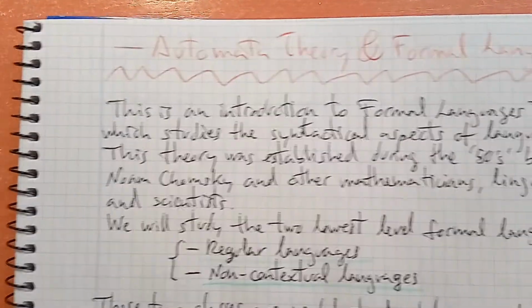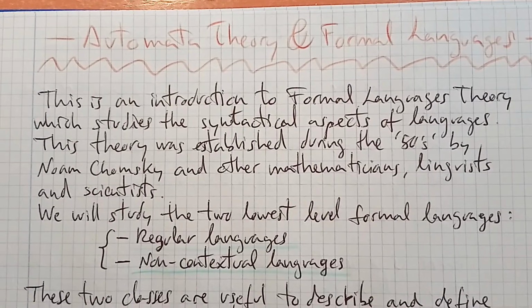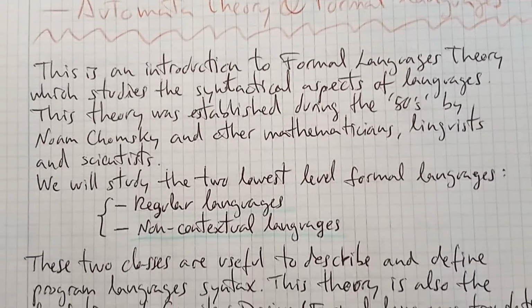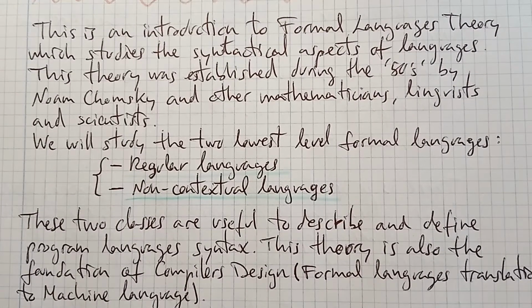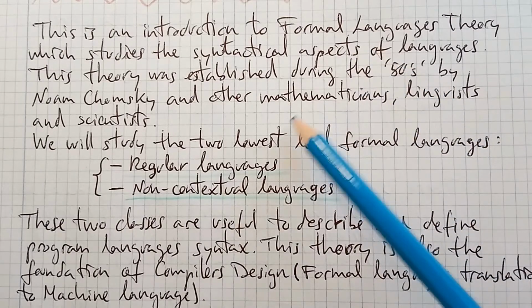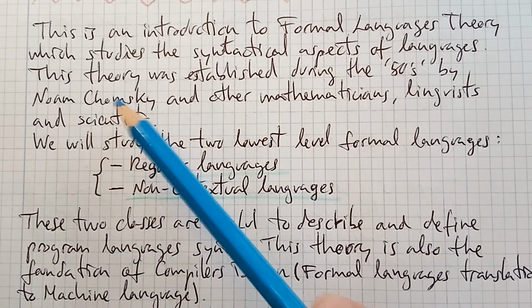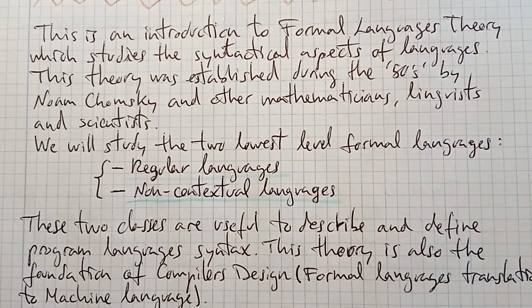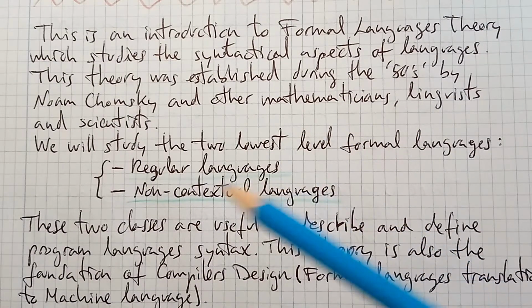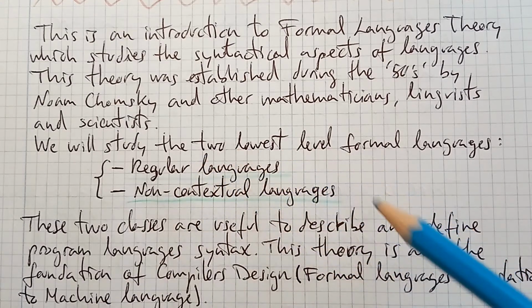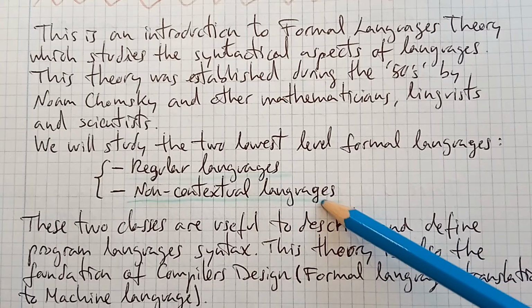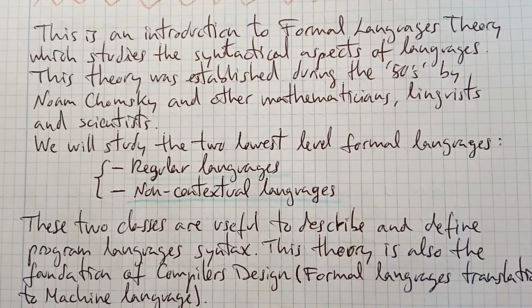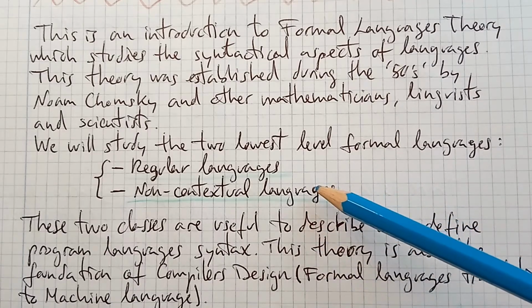We will see the course Automata Theory and Formal Languages. This is an introduction to formal languages theory, which studies the syntactical aspects of languages. This theory was established during the 50s by Noam Chomsky and other mathematicians, linguists and scientists. We'll study the two lowest level formal languages, regular languages and context-free languages. What is that? Well, don't worry, we will see.